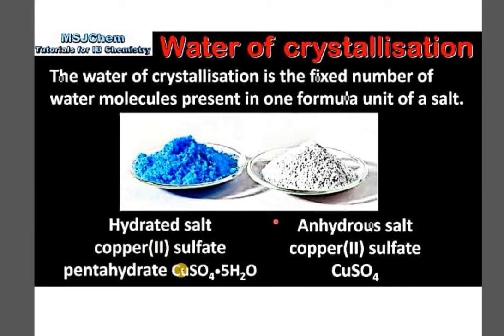The formula of this salt, copper sulphate, is copper sulphate pentahydrate. Why is it called pentahydrate? Because 5 molecules of water of crystallization are associated with the salt. When you heat this salt, it will lose its color and get converted into a white powder, and then it is called copper sulphate only, as the water molecules are removed. When it contains the water of crystallization, it is called a hydrated salt, and when it is free from that water, it is called an anhydrous salt.